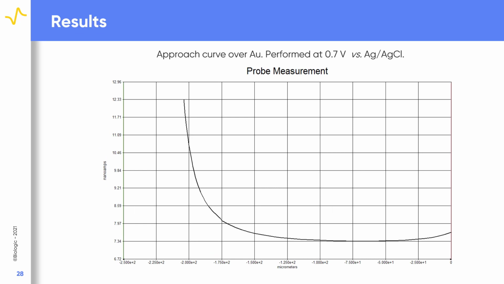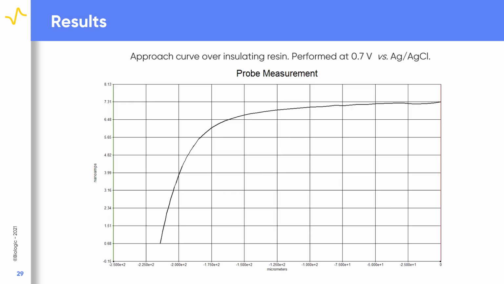The approach to gold is shown. The probe to sample distance decreases as we move left across the plot. Notice that the current initially starts around 7.5 nanoamps, but as the probe to sample distance decreases, the current increases exponentially to 12.5 nanoamps at the end of the experiment. On the other hand, when we measure the approach to the resin, the current initially starts around 7.5 nanoamps and decays exponentially to around 0.5 nanoamps as the probe to sample distance decreases.